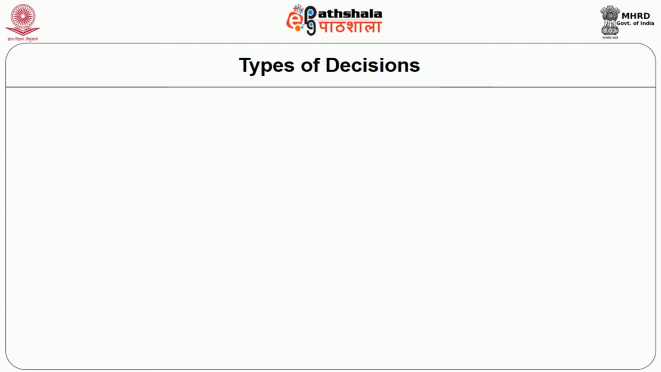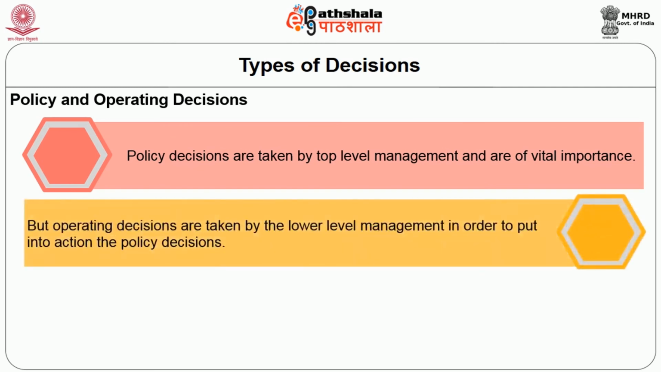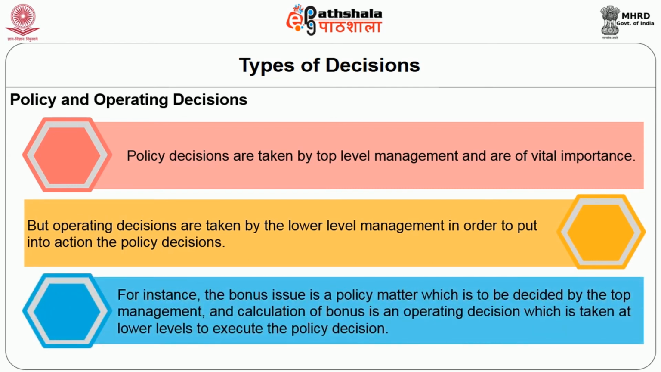The next type is policy and operating decisions. Policy decisions are always taken by the top level of the management and are of vital importance, whereas the operating decisions are taken by the lower level of management and are put into action according to the policy decision. For instance, the bonus issue is a policy matter which is decided by the top management, and calculation of bonus is an operating decision which is taken by the lower level to execute that policy decision.